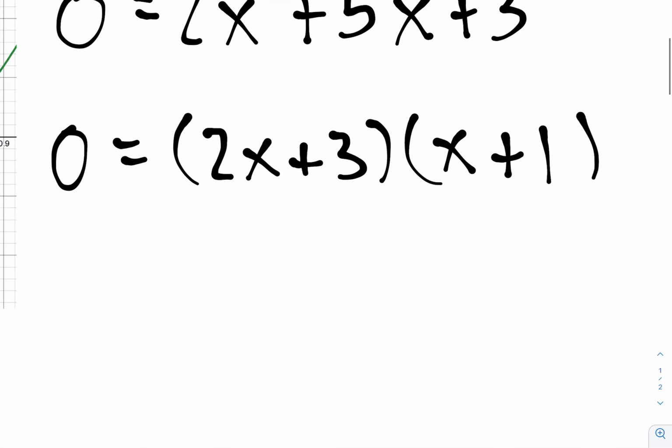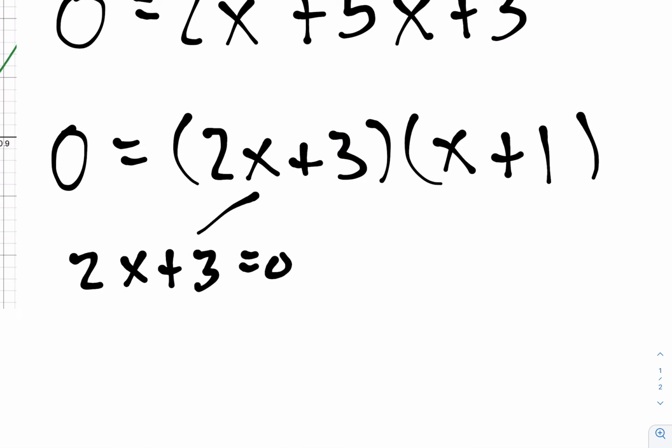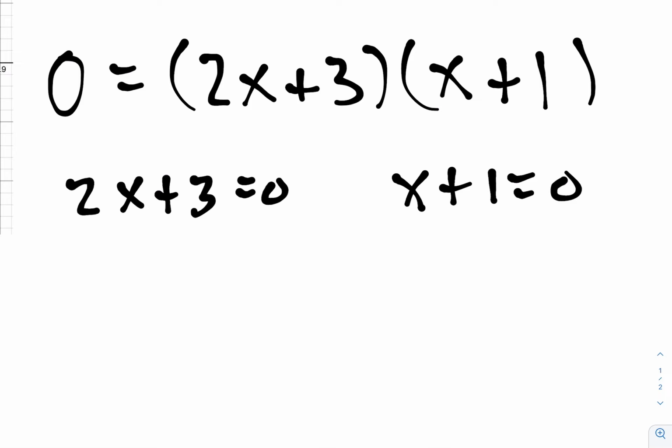So to figure this out, we blow this up into two parts. We get 2x plus 3 equals 0, that's this part there. And we also get x plus 1 equals 0, that's this part right here. Okay, so if 2x plus 3 equals 0, we can just solve for x by subtracting 3 and then dividing by 2.